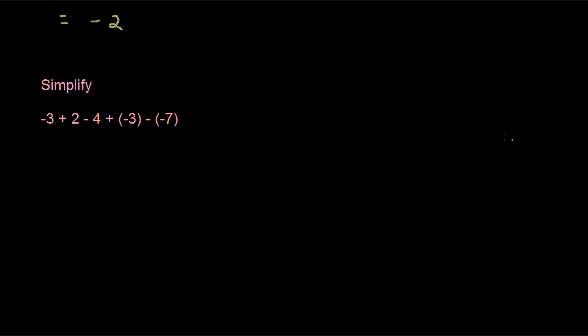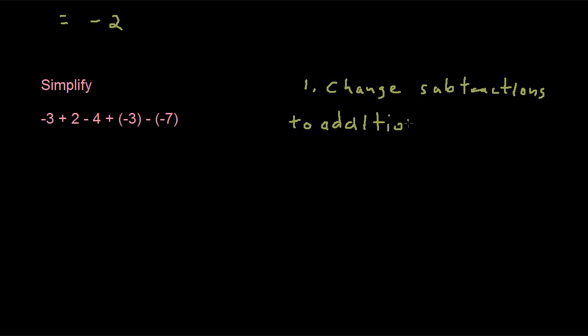In the next problem, we are to simplify, and we see the sum and difference, or the add and subtract, of several numbers. The first step is to change all subtractions into addition of the opposite, what we've done in previous problems. It's the same first step. Change subtractions to additions of the opposites.